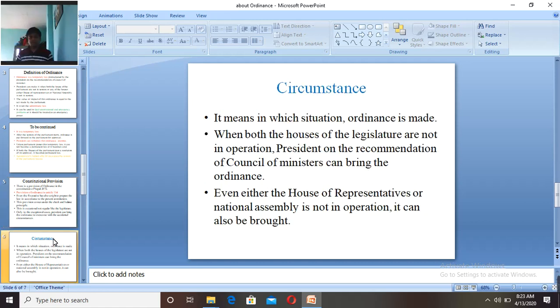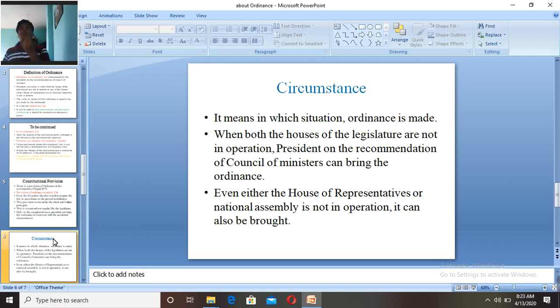Now the next slide is circumstance. Circumstance means in which situations an ordinance is made. When both the houses of the legislature are not in operation, the President, on the recommendations of the council of ministers, can bring the ordinance. I have mentioned on the recommendations of the council of ministers, on the advice of the council of ministers, on the suggestions of the council of ministers.